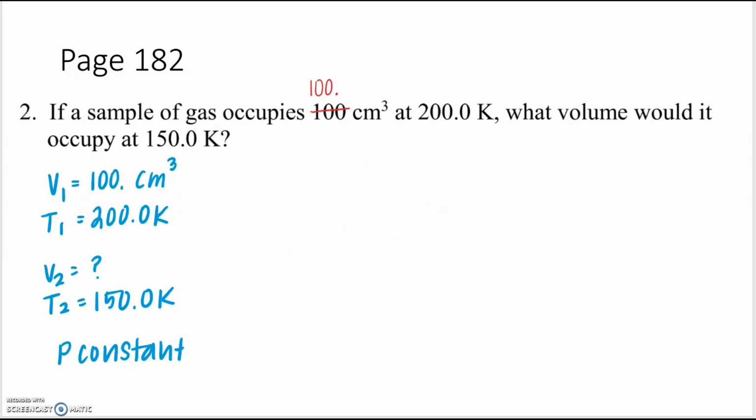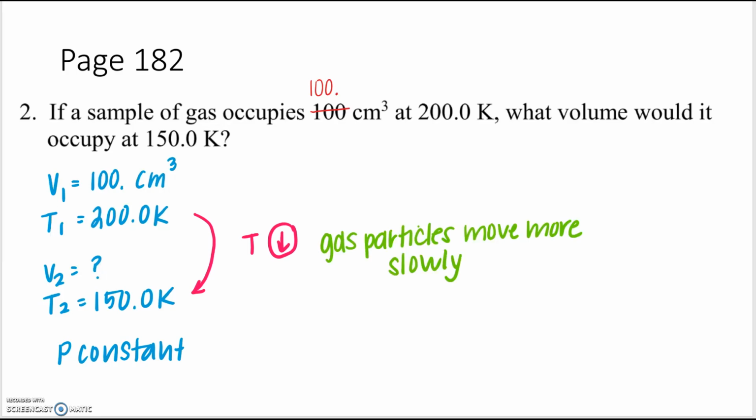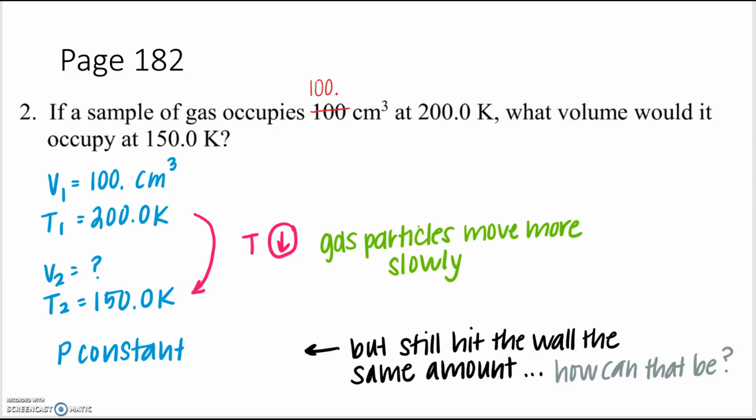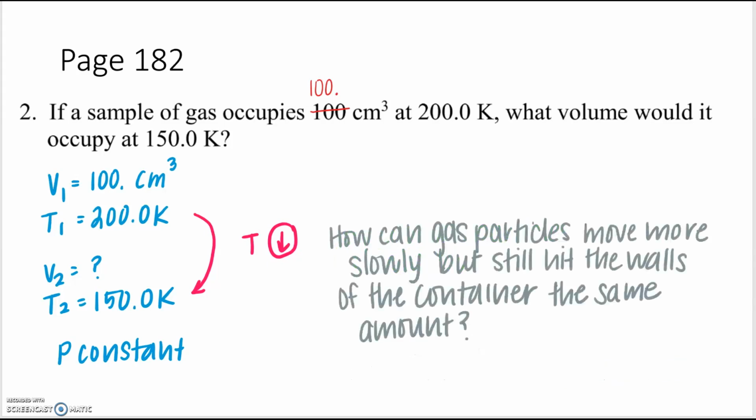So here's the chart that you should have created. You should have noticed that temperature went down, which means that the particles are going to move slower. But pressure's constant, so that means that they're still going to hit the walls the same amount. So how can we move slower but hit the walls of the container the same amount?